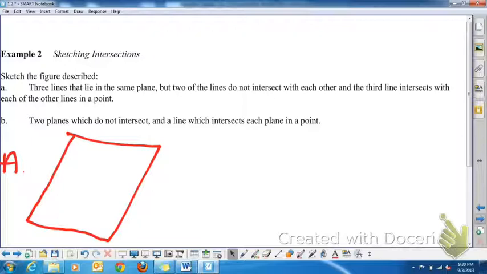Two of the lines do not intersect. Well, from algebra you know that two lines that don't intersect are called parallel lines. And remember from algebra, parallel lines, they're never going to intersect. They have the same slope. And in geometry, we represent that two lines are parallel by putting these arrows on them.